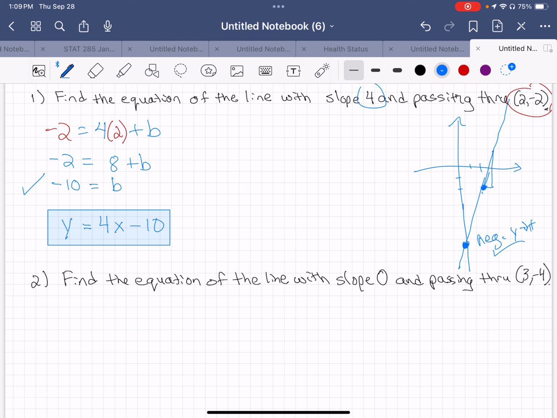Number 2. Find the equation of the line with slope 0 and passing through (3, -4). Still review, but it just might feel funny, so I thought I would do one of these. Try to stay ahead of me. You could pause the video and try it yourself. Sketch it. So 3, down 4. Here's the point. Slope of 0 means no change in the y, so it's a horizontal line.